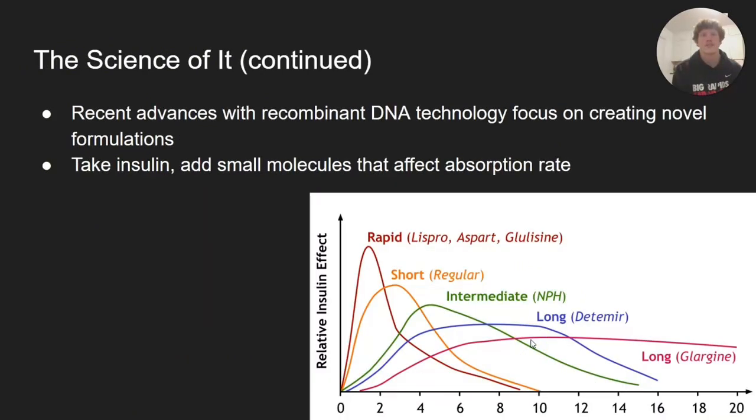The science continued. Recent advancements focus on creating insulin through novel formulations, with a goal of improving concentration, convenience, and especially absorption. This is done by taking recombinant insulin and adding small molecules like vitamins and stabilizers that affect absorption rate. This image shows the time it takes to work based on different absorption rates.